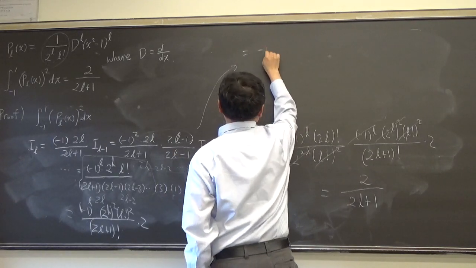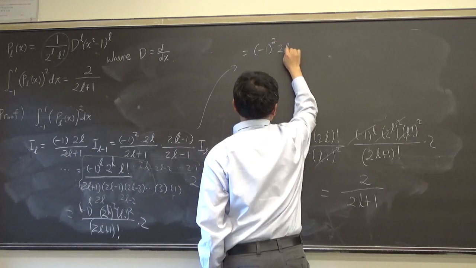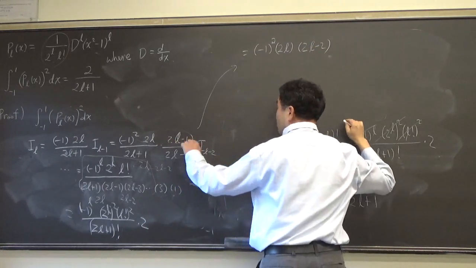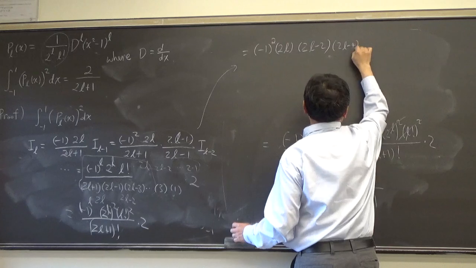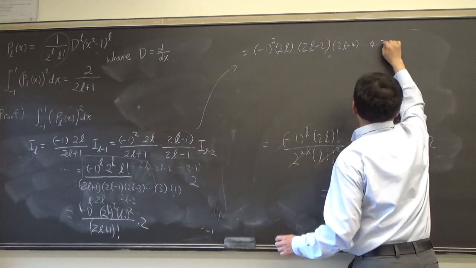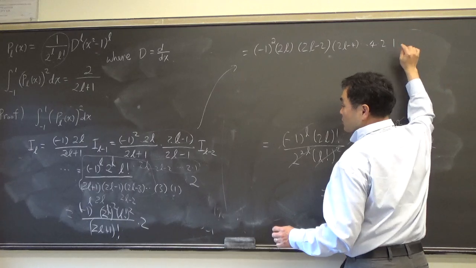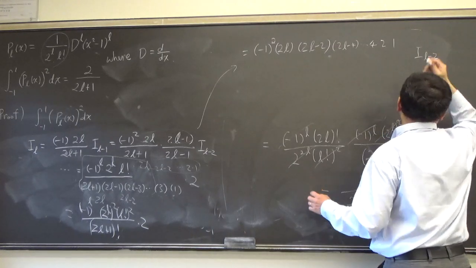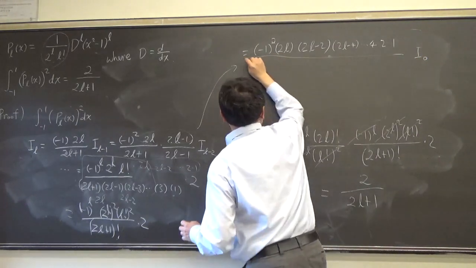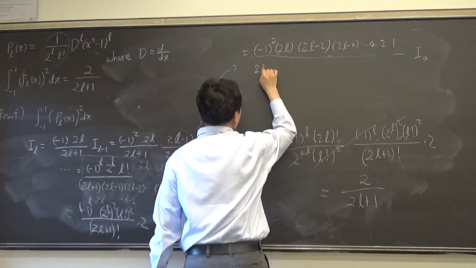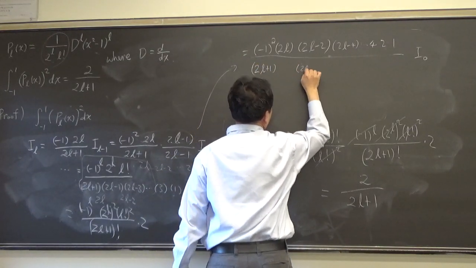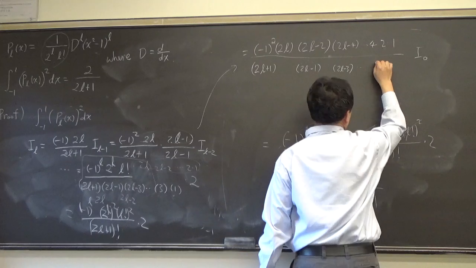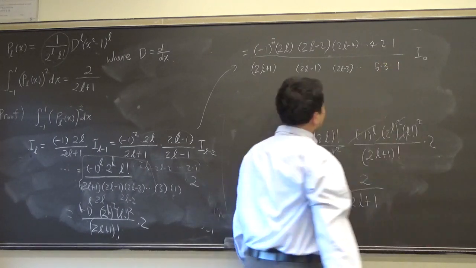You have equals negative 1 squared, 2L, 2L minus 2, right? This is 2L minus 2, 2L minus 4, all the way up till 4, 2, times I_{L-2}, I_0. In the denominator you have 2L plus 1 times 2L minus 1 times 2L minus 3, all the way up till 5, 3, 1.